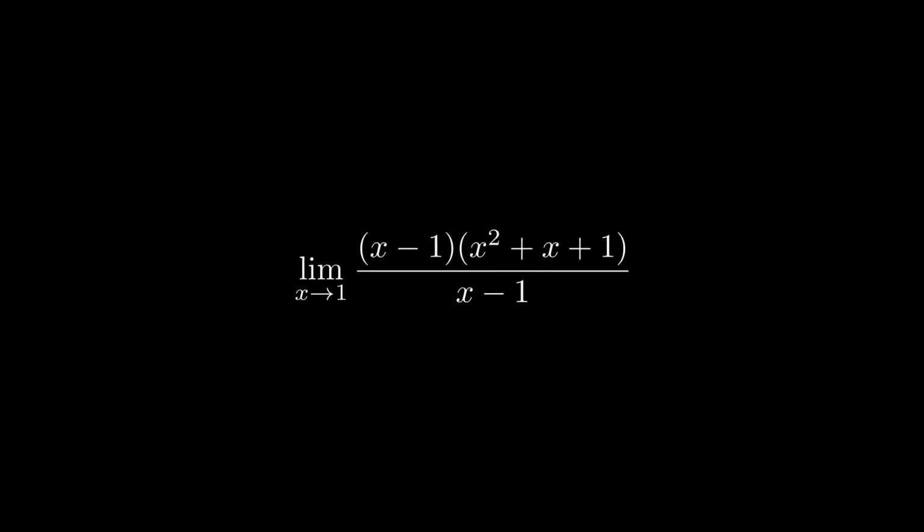Suppose we have the function f of x is equal to x cubed minus 1 over x minus 1, and we want to find the limit of f of x as x approaches 1. Now remember, if you plug in 1, then you're going to get 0 over 0, which is not a conclusive answer. So you might think about factoring the numerator and canceling out the denominator.